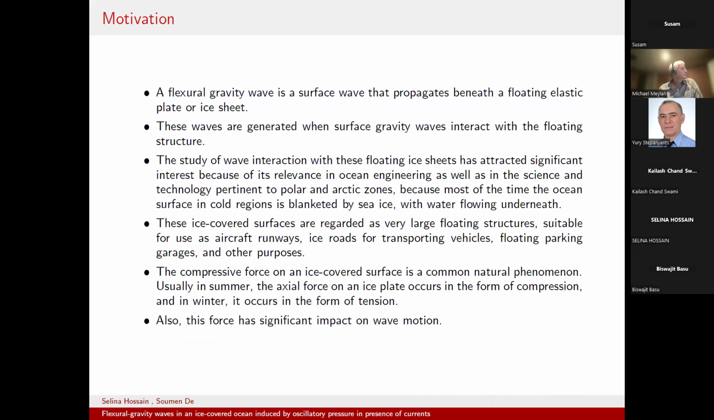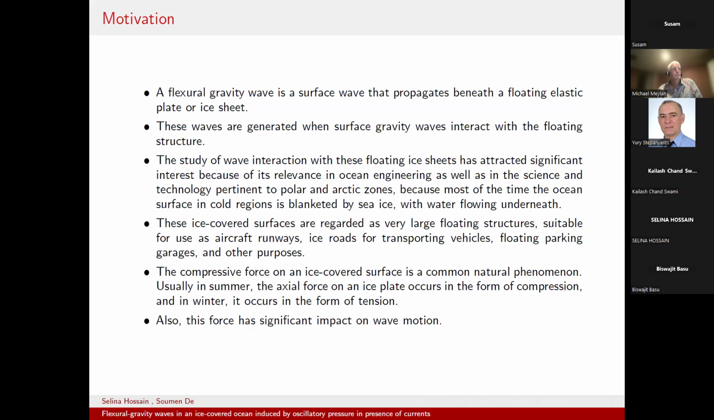Motivation. A flexural gravity wave is a surface wave that propagates beneath a floating elastic plate or ice sheet. These waves are generated when surface gravity waves interact with the floating structure. The study of wave interaction with these floating ice sheets has attracted significant interest because of its relevance in ocean engineering as well as in the science and technology related to polar and Arctic zones. Because most of the time, the ocean surface in cold regions is covered by sea ice with water flowing underneath.